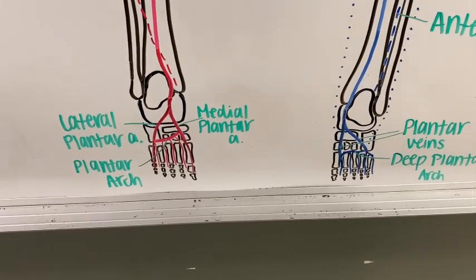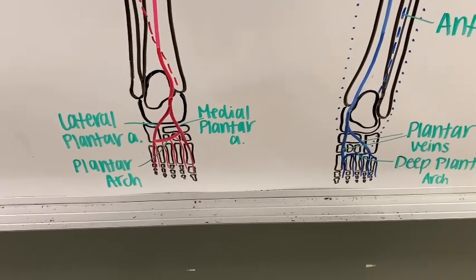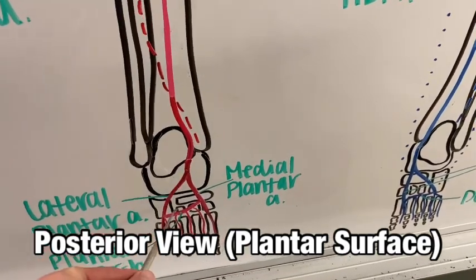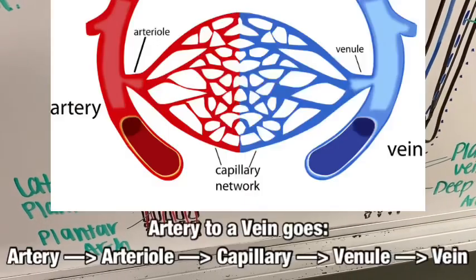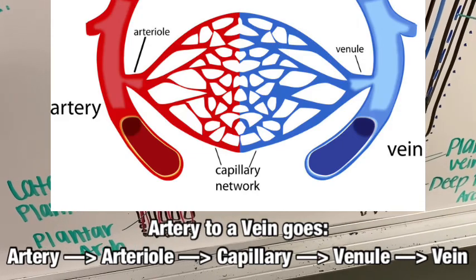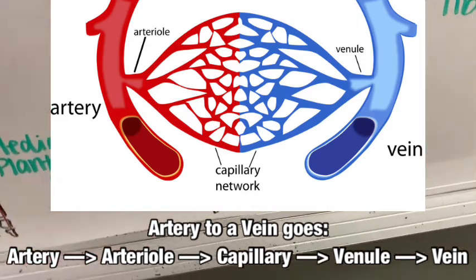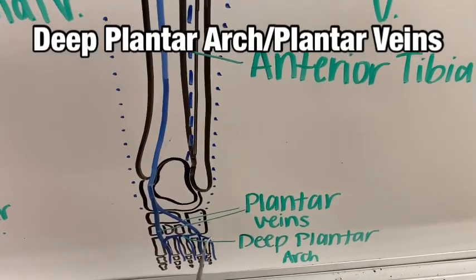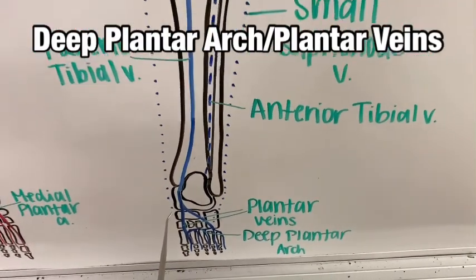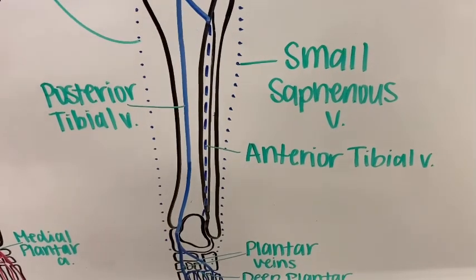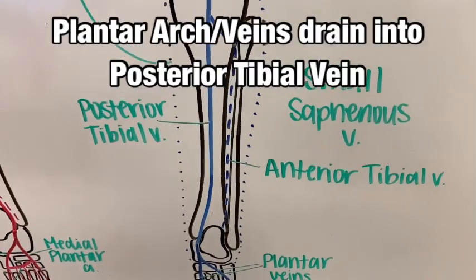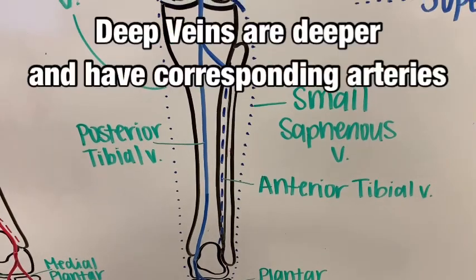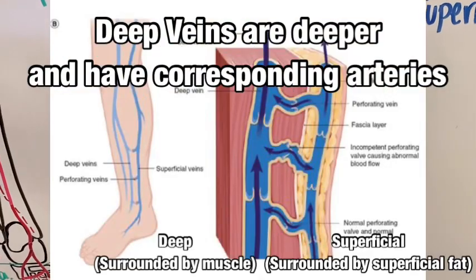All right, let's pick up where we left off here with the plantar side. And of course, an artery to a vein is arteriole, capillary, venule, and then the vein. In this case, we have the deep plantar arch with some plantar veins in here. And it is the same going back up if you take the deep veins. Remember, there's a difference between deep veins and superficial veins.